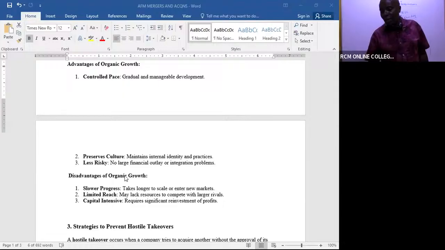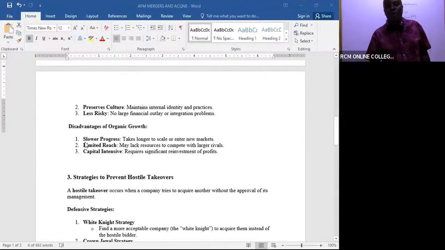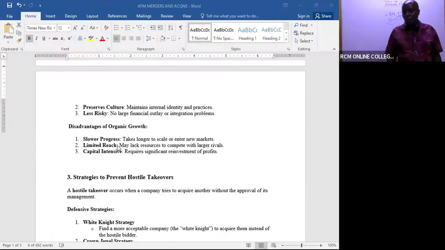Disadvantages of organic growth: slower progress. You will grow slowly. Takes longer to scale or enter new markets. Limited reach, may lack resources to compete with larger rivals.